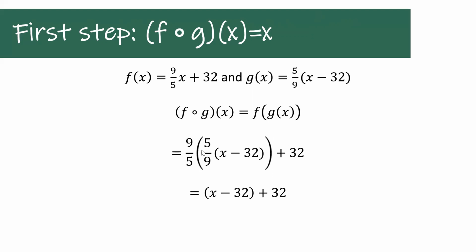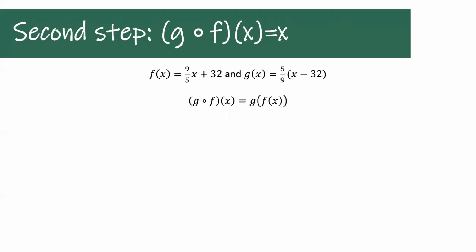So all that math, this right here goes away. 9/5 times 5/9, those are reciprocals, so they become 1. So all we're left with is x minus 32 plus 32. And that is going to indeed simplify to x. So f of g of x we know equals x. Now we need to go the other way and find g of f of x.